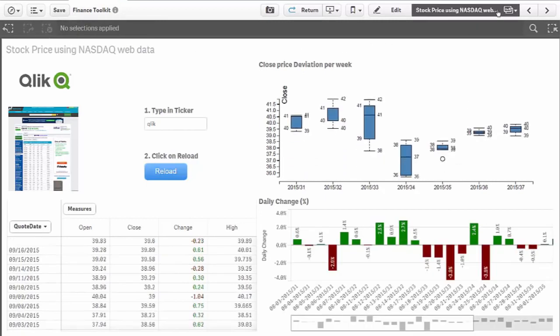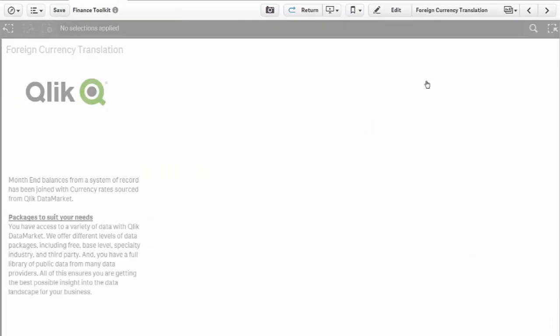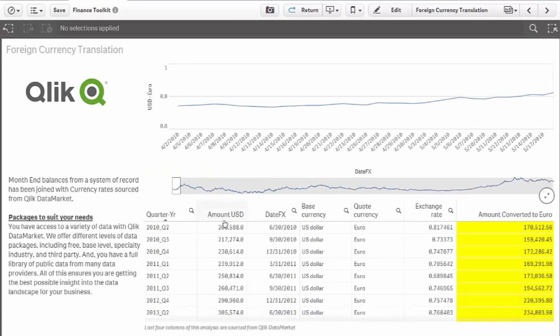So I'm going to now go and navigate to the foreign currency translation page. In this particular case, I have a set of data that I brought in, which is a period end balance of my portfolio, my balance sheet over several years, back to 2010.